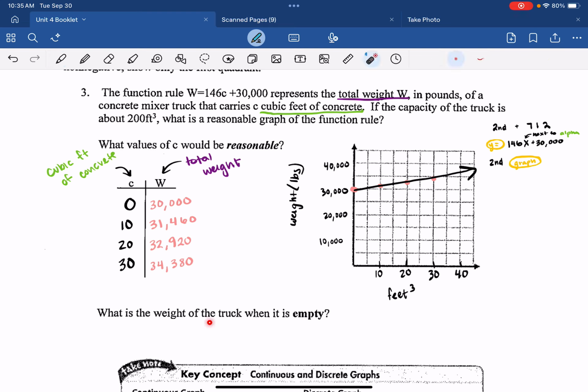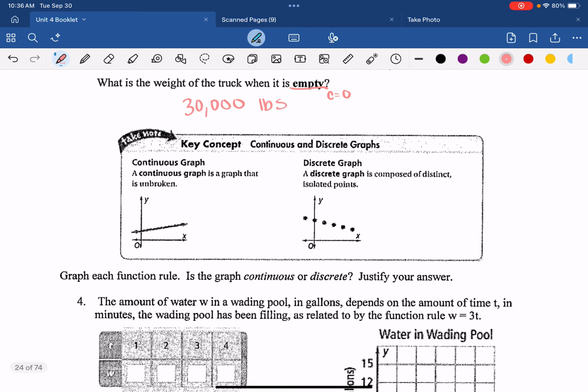Now look at our next question. It says, what is the weight of the truck when it's empty? So in other words, when I have no cubic feet of concrete in there, how much does my truck weigh? Well, here's 0. My truck weighs 30,000 pounds, okay? So without anything in it, just my truck weighs 30,000 pounds, okay? Empty telling me C equals 0.